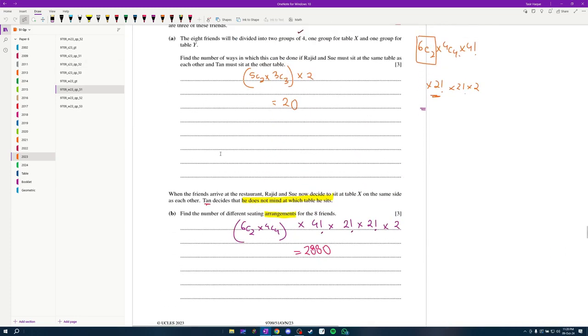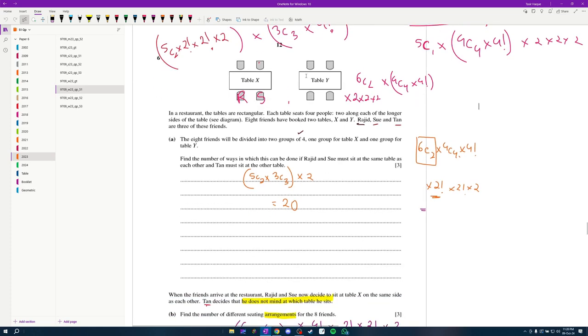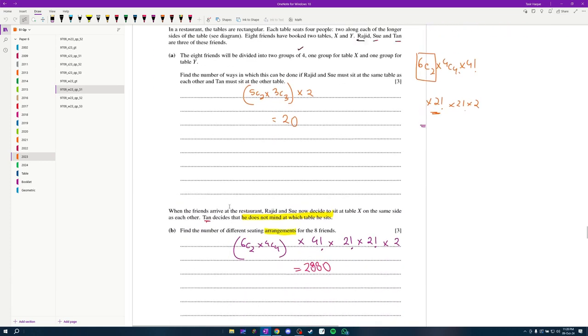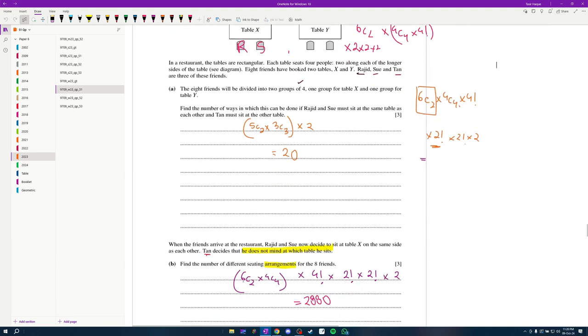So Rajid and Sue, suppose I make them sit on this side of the table. Okay, table X, this side, same side. So we have 6 remaining friends and 6 seats. So 6C2, I make 2 people sit here. And then 4C4, I make the other 4 sit on the other table, because Tan doesn't mind. Tan's being the good guy, okay?